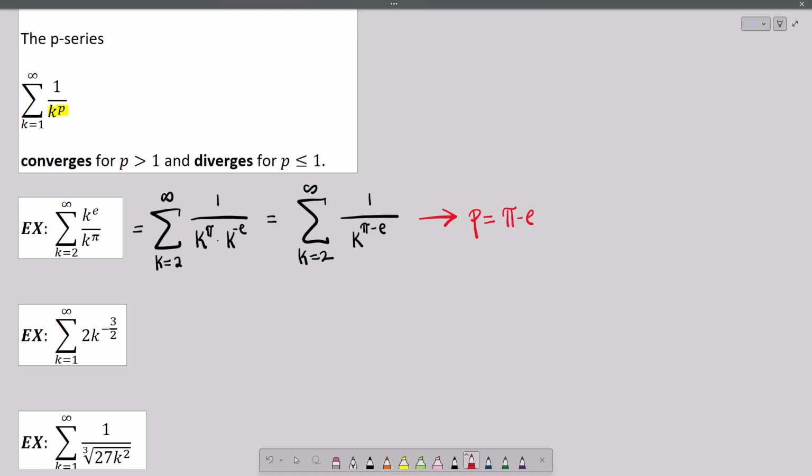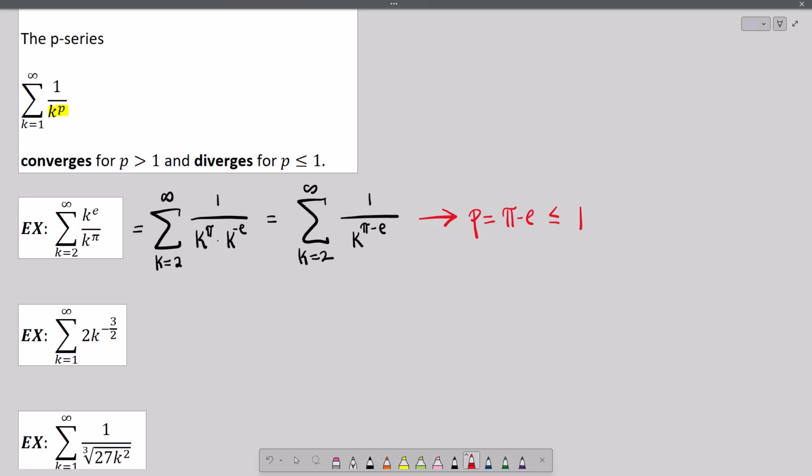And what is true in this case? Is it greater than 1 or less than or equal to 1? So less than or equal to 1? Does everyone agree? 3.1 and 2.7, yeah, they're about 0.4 apart, so they're less than 1.